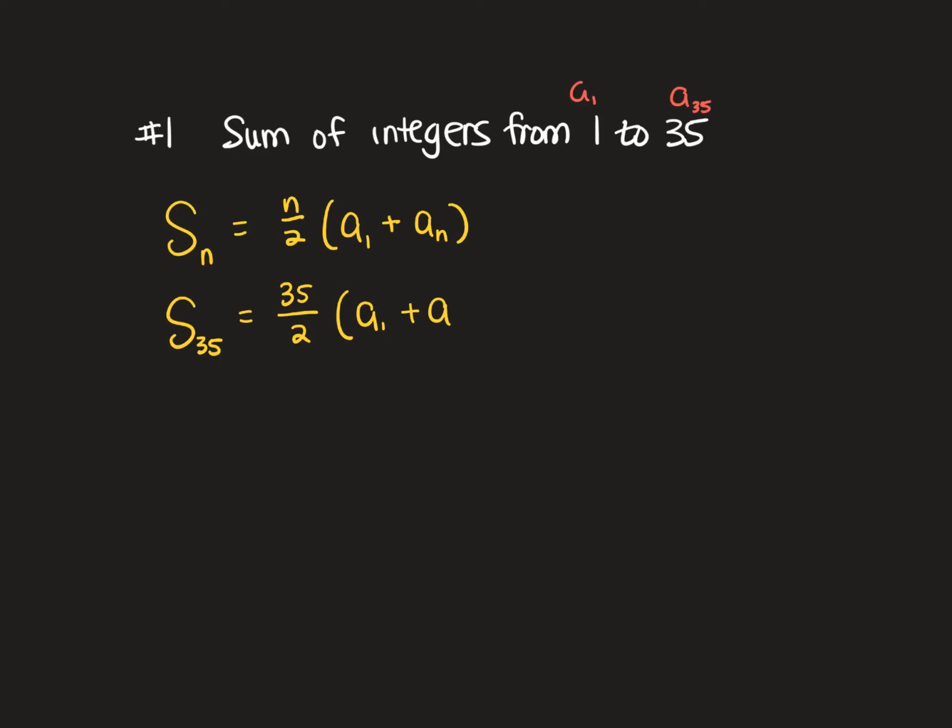And I'll do this in 2 steps, but you might be able to do this quicker. So sum of the first 35 terms would be 35 over 2 times our first term, which is 1, and our 35th term, which is 35. And then at that point, you just need to use your calculator. And you should get 630.